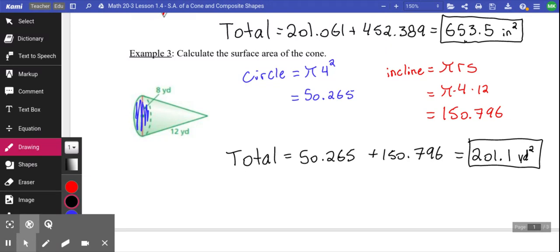It keeps going. The incline area, the cone part, that outside section, is pi times r times s. That's pi times 4 times 12. S is that slant height, that weird angle cut. If you put that in, you get 150.796. Then you total it up by adding all those sides, and you get 201.1 yards squared.